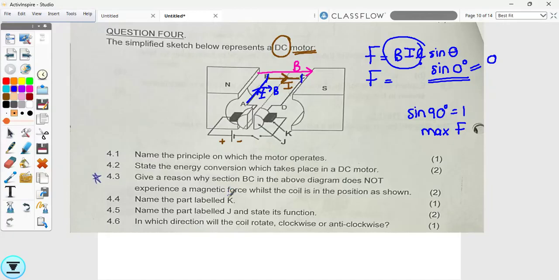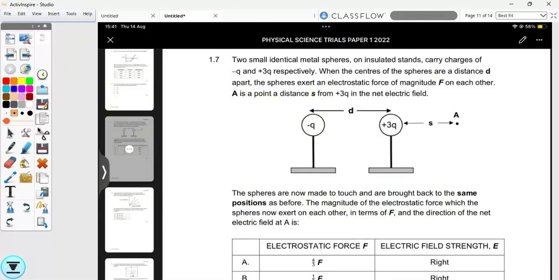Okay. The rest of this question, was it fine? Is it just the one that you marked? Okay, because K will be the brushes, that will be the split ring commutator, and remember that you must be able to state the function of the split ring commutator. And don't get the name confused.